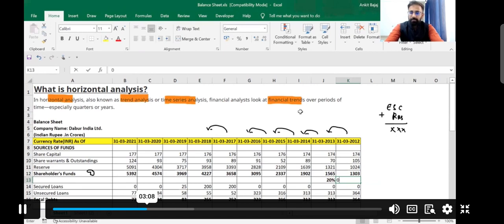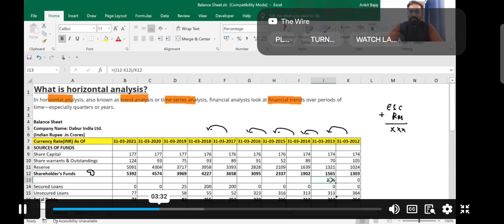This is the base value, so here we won't be able to find out the growth. The opening balance of shareholder fund is 1303, and in the next year the closing balance is 1565. So there is a growth of approximately 20%, you can see. It's good news. There is a growth of 20% in shareholders fund, right? It shows that the company is profitable or the value of assets is increasing.